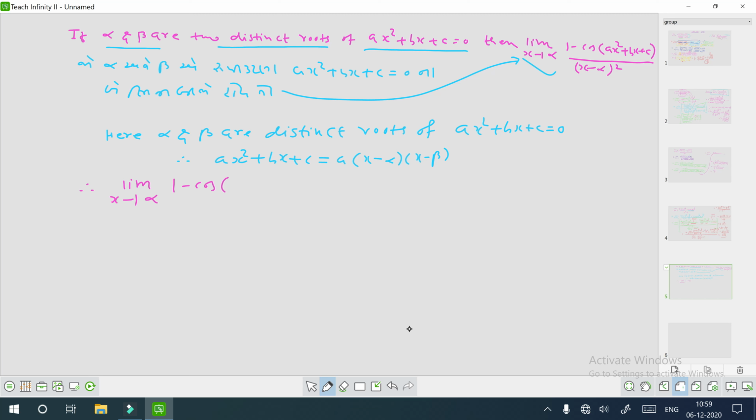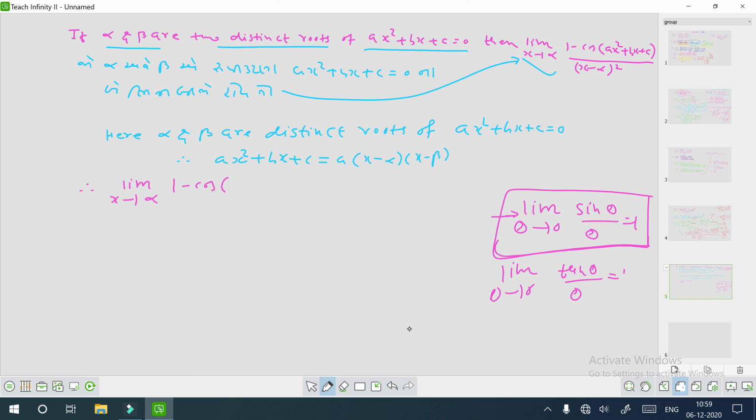In next page we are going to discuss this standard form. Standard form is limit theta tends to 0 sin theta by theta is equal to 1 is a standard form of limit. For now remember this much. Here I am going to use this form. Of course it is a standard form of limit. Same way one more standard form is also there. Limit theta tends to 0 tan theta upon theta is equal to 1.